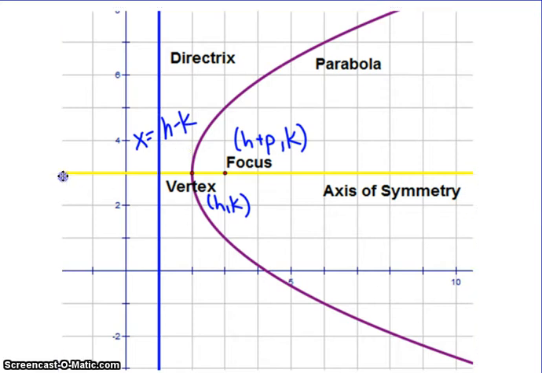Now your axis of symmetry is going to be y equals your k value. So it really helps to draw a picture. That way you don't necessarily have to memorize what's in the boxes in the graphic organizers. If you can look at the picture and say, okay, vertex plus p and vertex minus p, then you can figure out what you're doing here without really having to memorize anything.